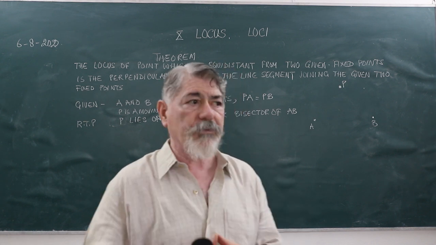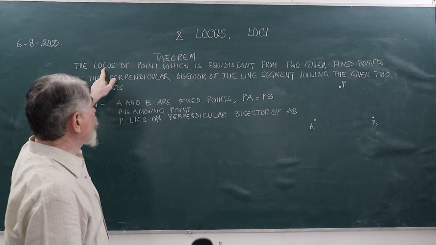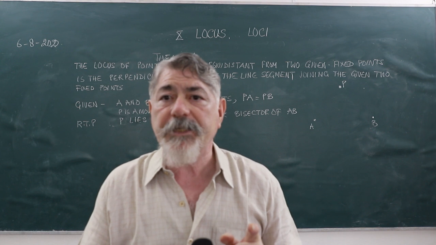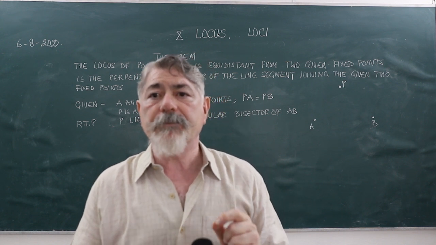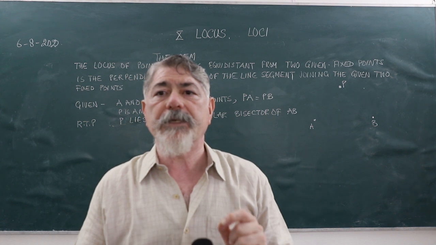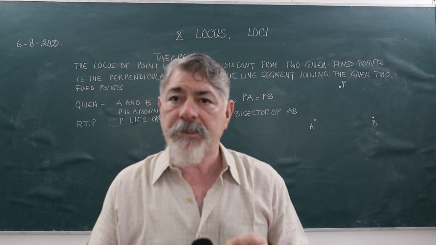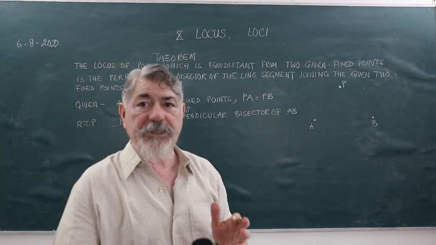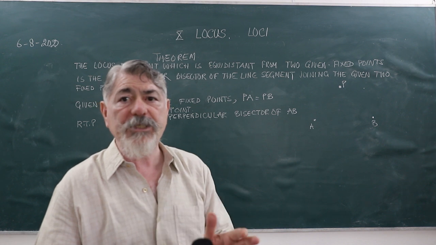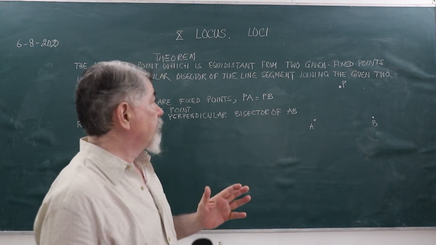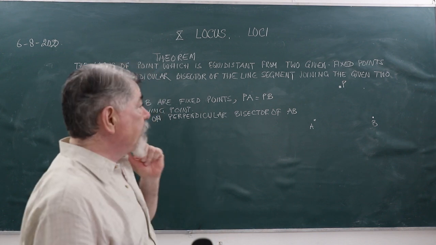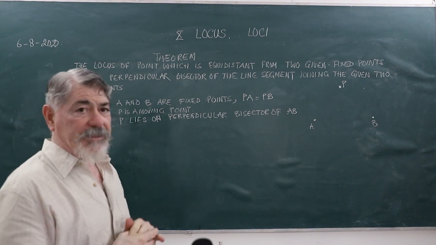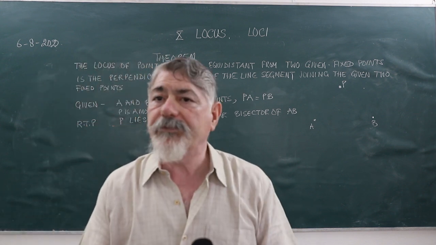What does it talk about? It says the locus. We told you what is locus. The locus is the path. Locus means the path described by a moving point under certain mathematical conditions. Like it says, the locus of a point which is equidistant from two fixed points is the perpendicular bisector of the line segment joining the two fixed points.